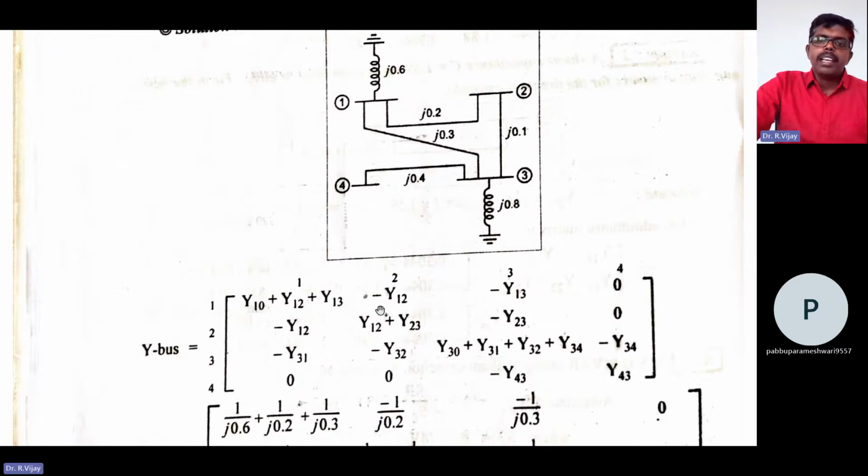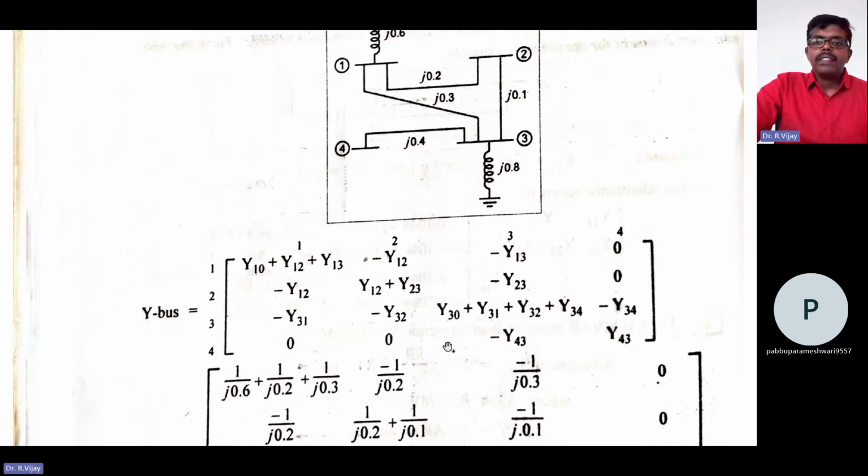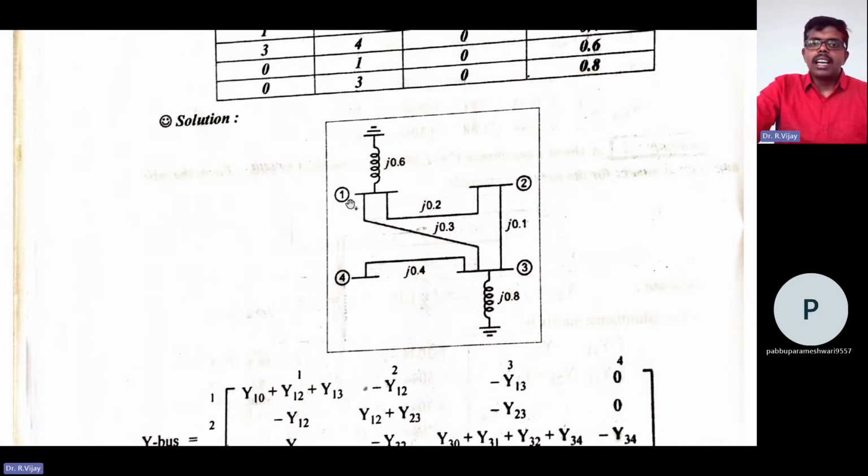If it is given in a 5-mark question, you need to formulate like this, first the general formulation. If it is not asked, say for example in the Gauss-Seidel method, where the first step is to calculate the Y-bus matrix, you can go directly. No need of making this formulation because of time concern. Directly you can go for 1 divided by the impedance joining here.